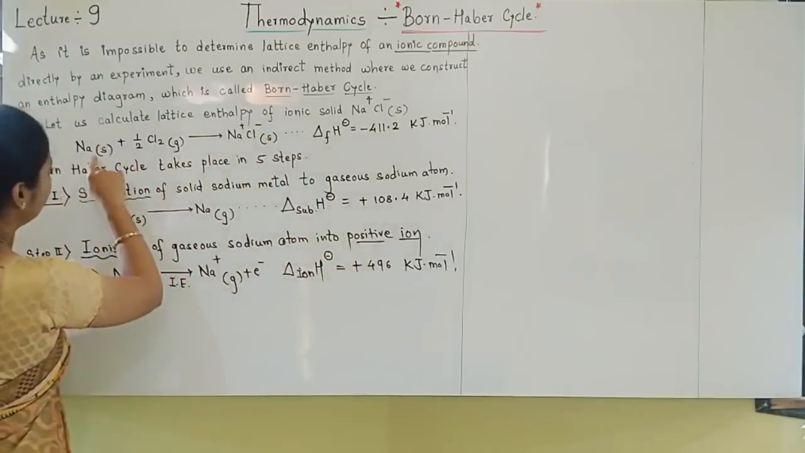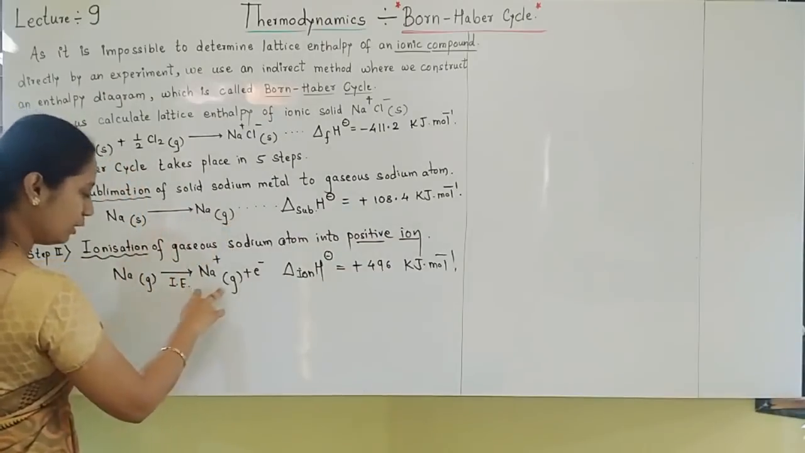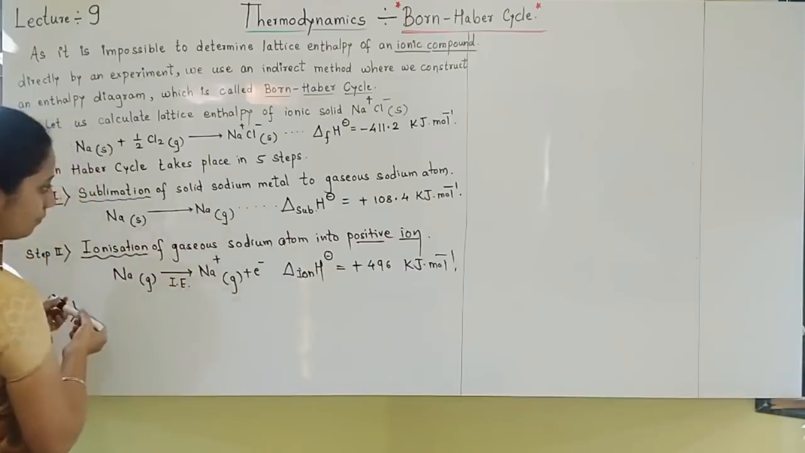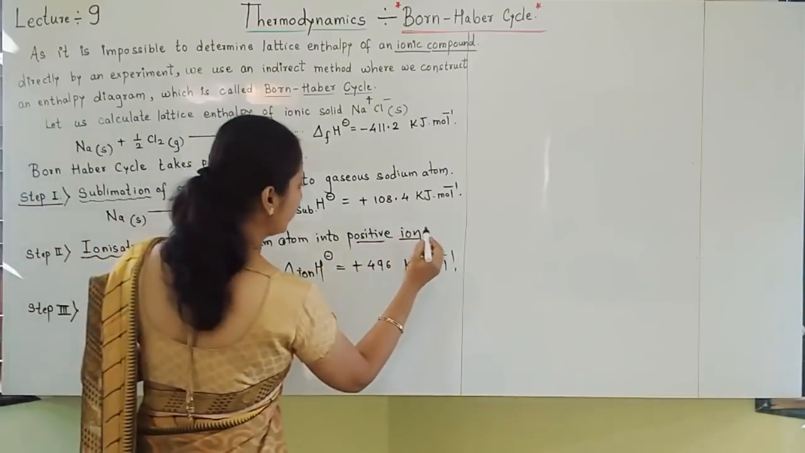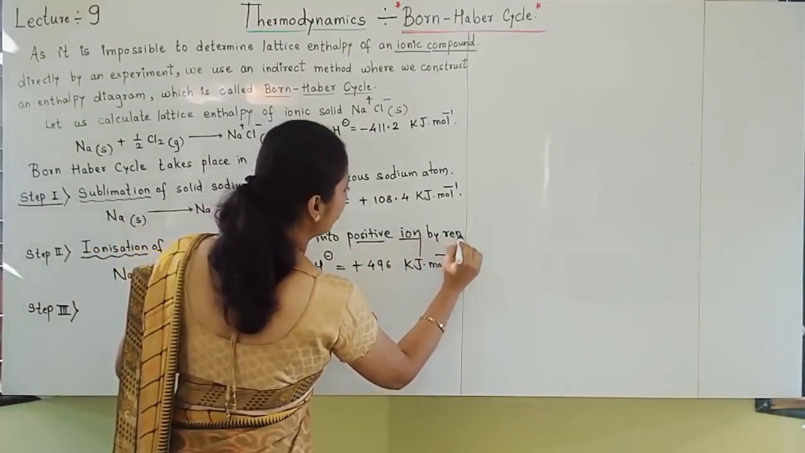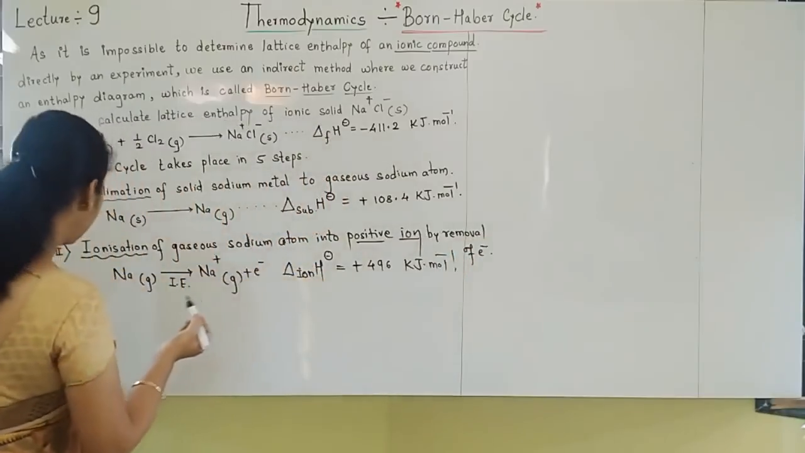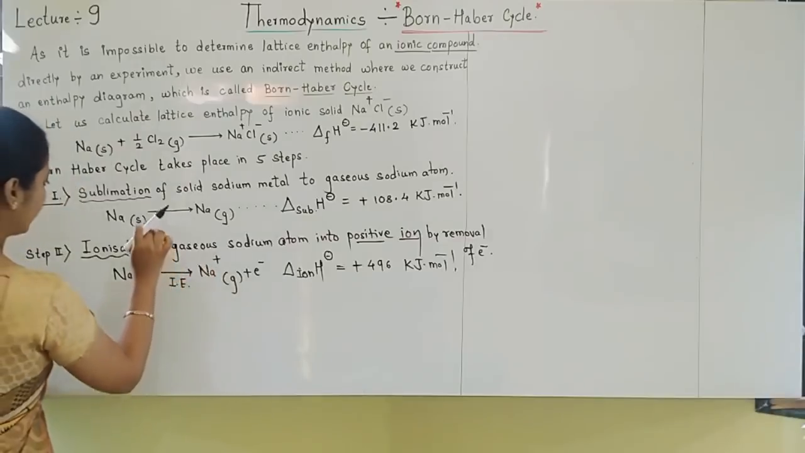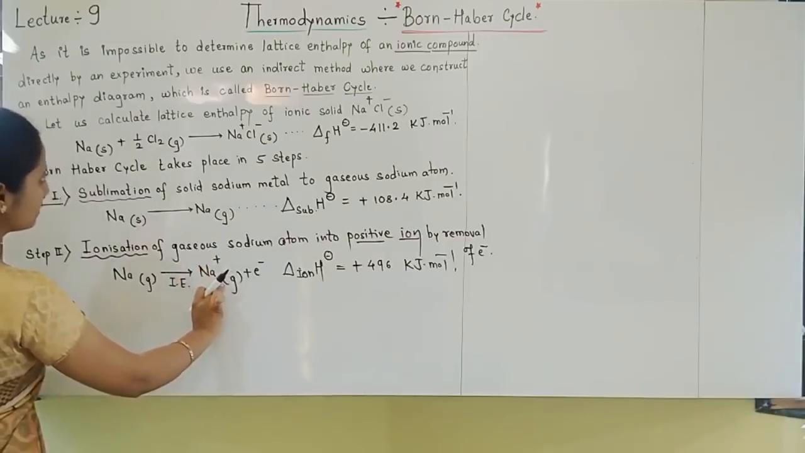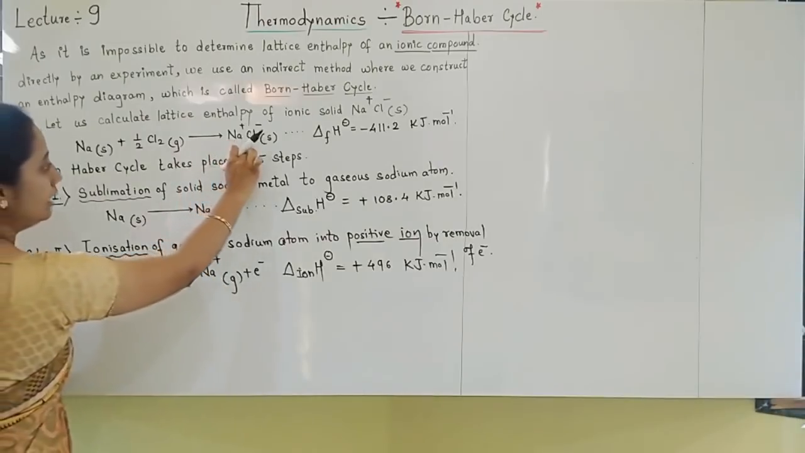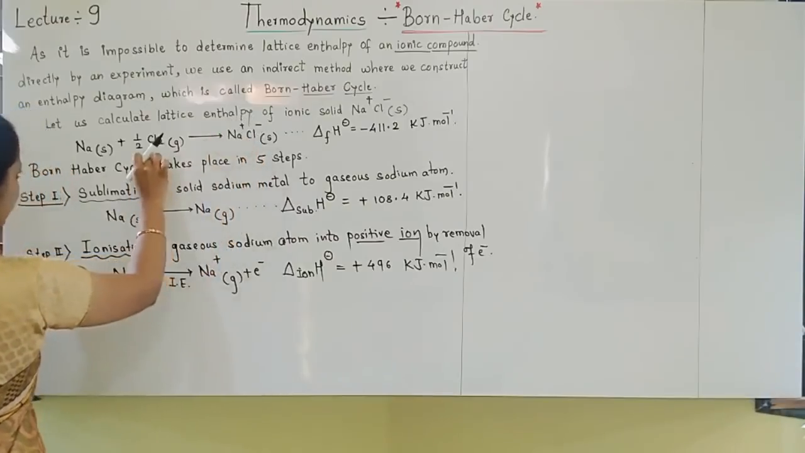Okay. So one atom is removed: first solid is converted to gas, then gas is converted into ion, by removal of an electron, forming a positive ion. Last, the third step. Okay, now sodium is ready. Sodium positively charged gaseous ion is present. Now we want negatively charged chlorine.